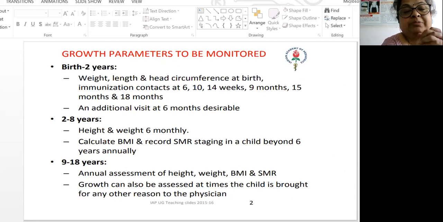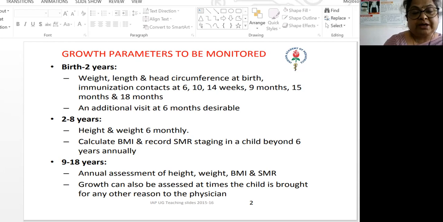Growth parameters to be monitored. From birth to 2 years, we have to monitor weight, length, head circumference at birth first, then at immunization contacts whenever the child is coming to you: 6, 10, 14 weeks, 9 months, 15 months, and 18 months. But an additional visit at 6 months is also desirable. So at this time of contact, you can take all the growth parameters like weight, height, head circumference to monitor the growth.